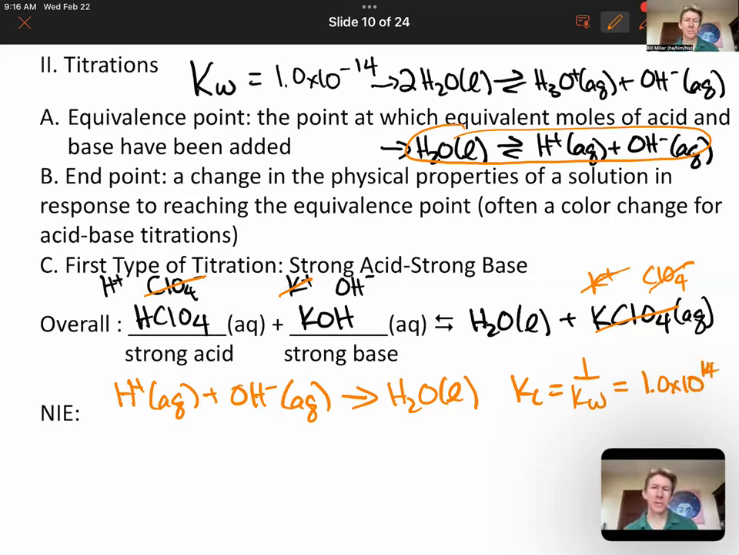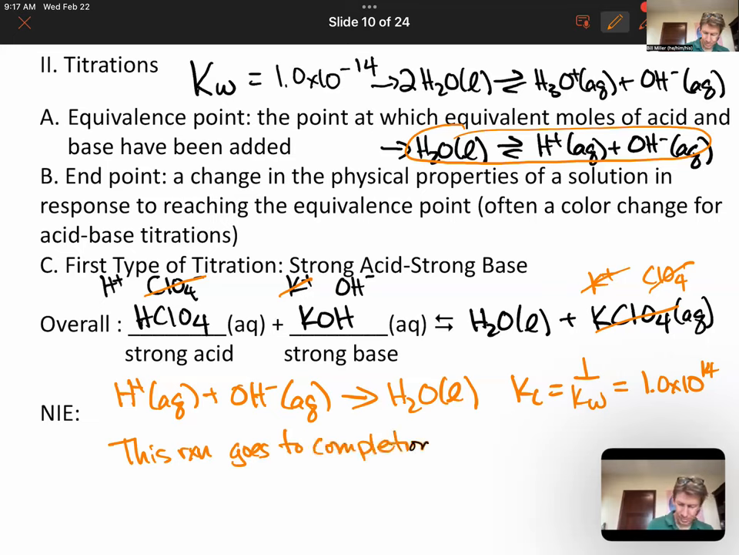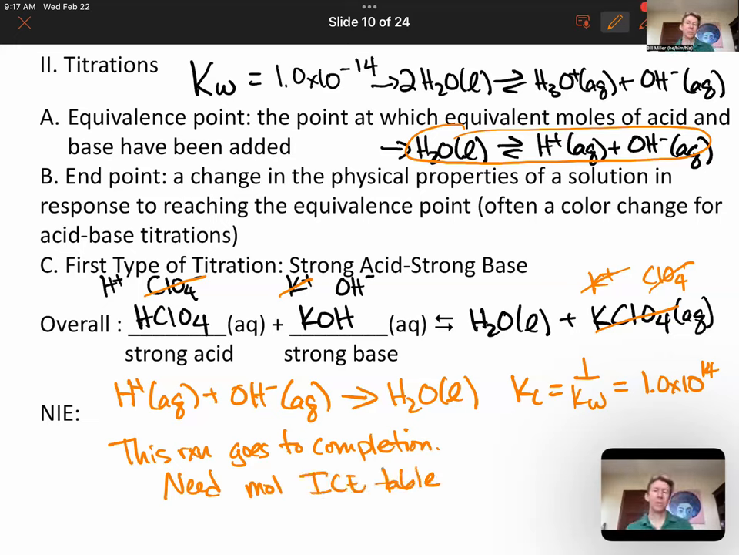This reaction goes to completion, very much so. That's why I can just draw the single arrow there. I did it accidentally, but it is true. So this reaction goes to completion. Our new thing in this last set of lectures in this set is that reactions that go to completion need mole ice tables. So this reaction goes to completion, need mole ice table. And we do molarity ice tables when K is small or when the reaction doesn't go to completion.